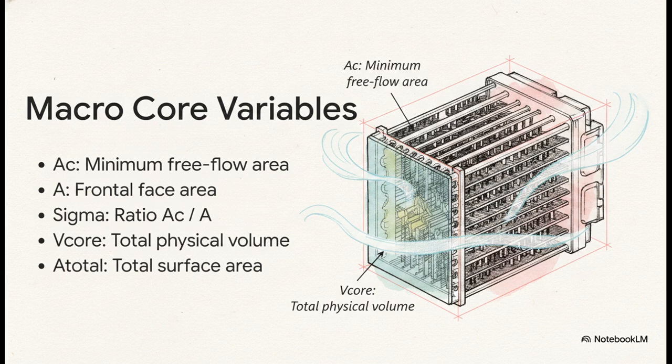First, we need the minimum free flow area. That's the actual open space left after you subtract the thickness of all the fins and tubes from that 3.24 square meter frontal face. Then we define sigma, which is just the ratio of that free flow to the frontal area. And finally, we map out the total physical volume of the core, as well as the total heat transfer surface area packed inside of it.